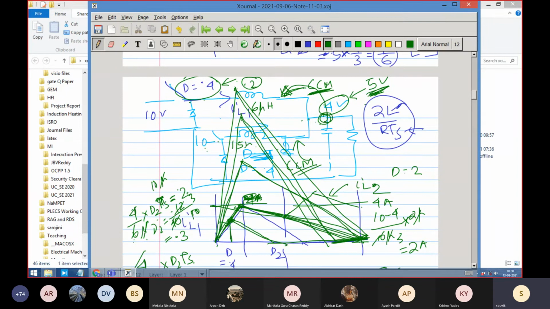But if you relax that condition, the asymmetry is much more. If one duty ratio is 0.4 and another duty ratio is 0.2, then you can make it go into discontinuous conduction mode by choosing a very low value of inductor. It is possible to make it discontinuous. So one of them in continuous and another in discontinuous is possible, but it is not possible if both of them have the same duty ratio.